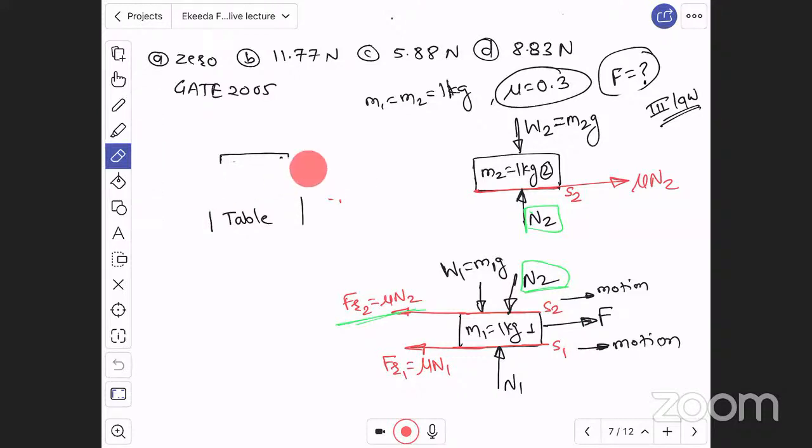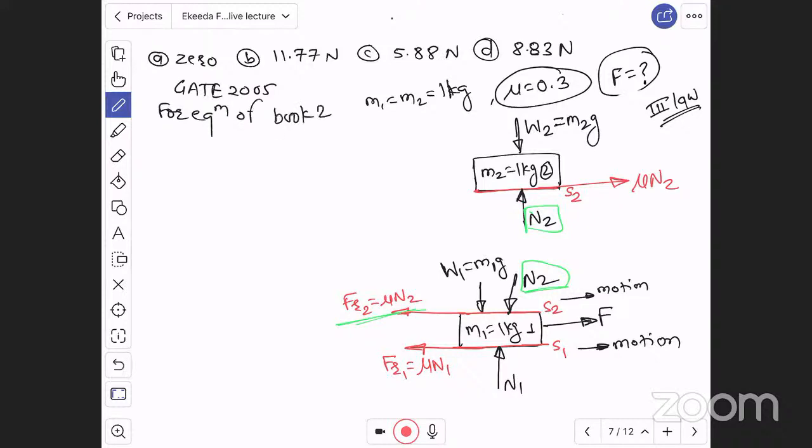Now let us solve the question. Now for equilibrium of book 2, can I write summation of forces along y direction is equal to 0? This is the equilibrium equation for book 2. Downward is negative, upward is positive, so minus W2 plus n2 is equal to 0. There are only two forces on book 2. W2 is downward, n2 is upward. Therefore the equilibrium equation becomes minus m2g plus n2 is equal to 0.